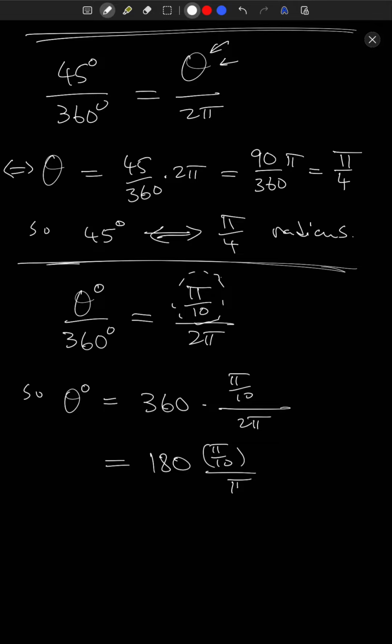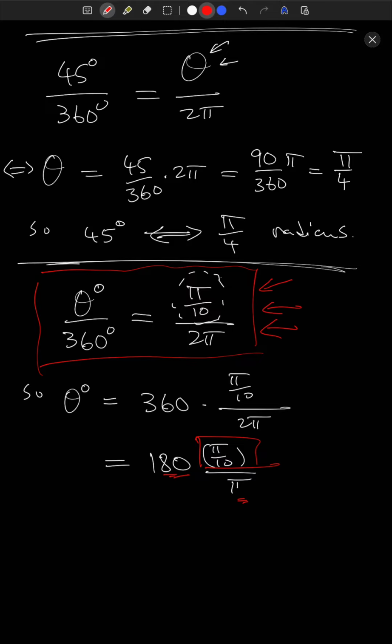And this is how, if you've seen trig before, the formula is often written, where you're multiplying your radian measure, pi over 10, by 180 over pi. But I like to think of it with this ratio method because you don't have to memorize two formulas, one for the radians, one for the degrees. You just have to understand one single formula and then you can move easily between radians and degrees.